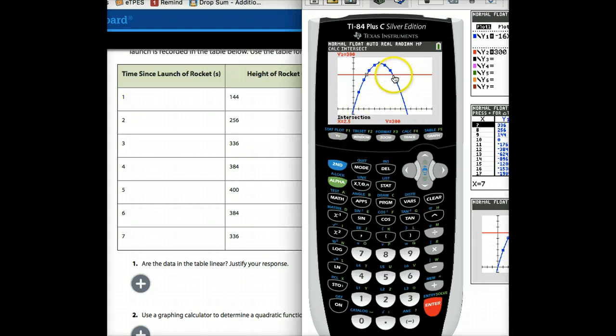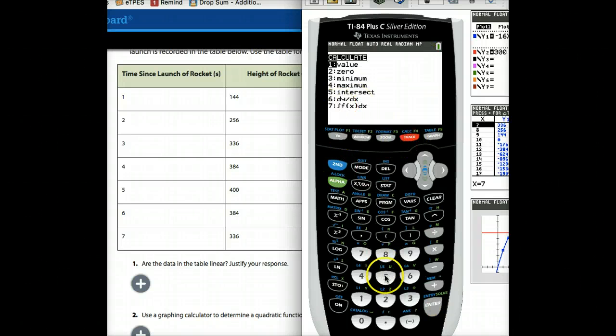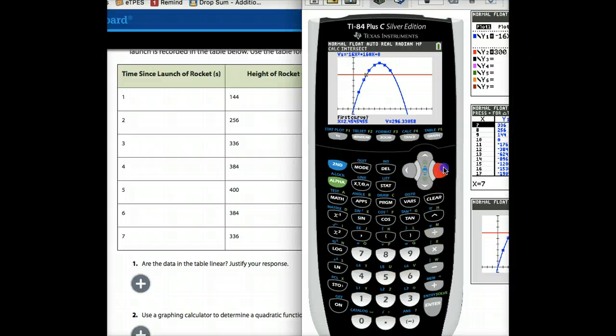But it also has another answer, which I now need to find. So I repeat my steps, second trace choice 5. But this time I've moved my cursor closer to the other one. It's way back over here. And yes, the blue one is my first equation. Yes, the red one is my second. Yes, I want you to guess. And that gives me the other answer for 7.5 seconds.